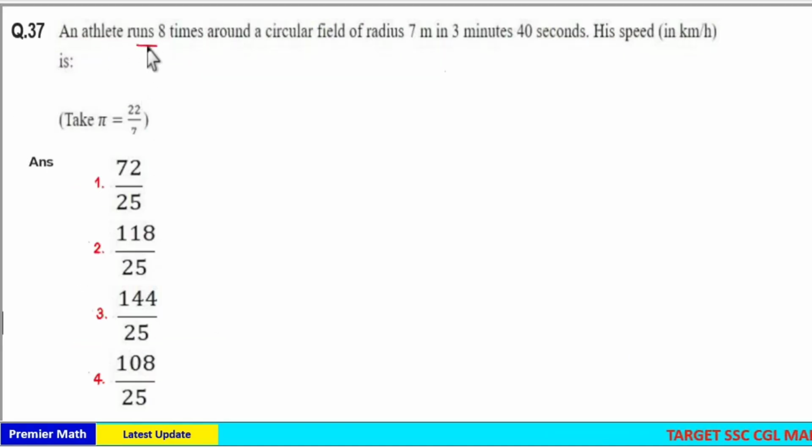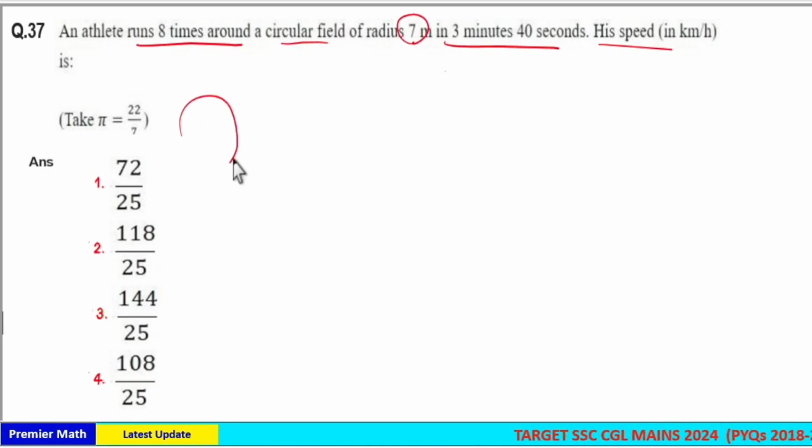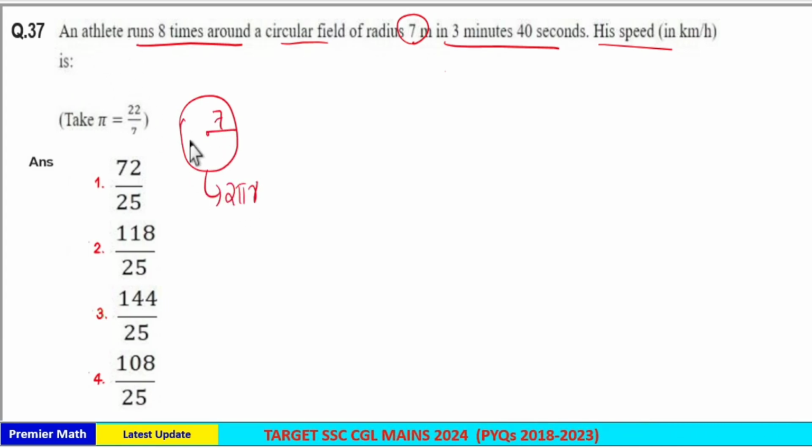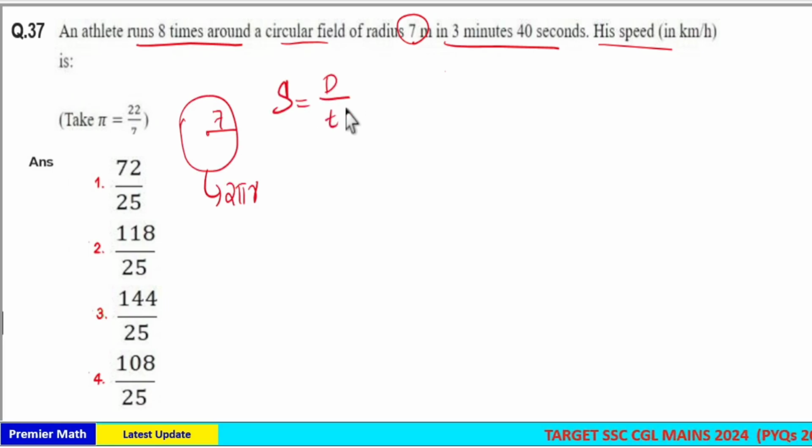An athlete runs 8 times around a circular field of radius 7 meter in 3 minutes 40 seconds. His speed is, here this is the circular field and radius of the circular field is 7 meter. Now circumference of the circular field is 2 pi r. So this athlete runs 8 times the distance, 8 times the circumference. Now his speed is distance by time.